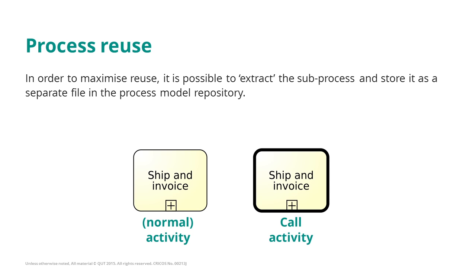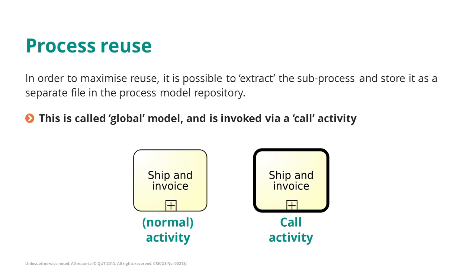And the actual content of the subprocess, the one that is stored as a separate file, is called global process model. So the idea is that we can maximize reuse across different process models, and we can also improve the consistency across the whole repository.